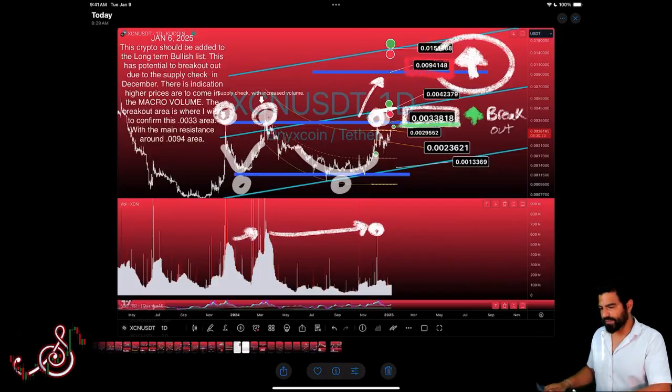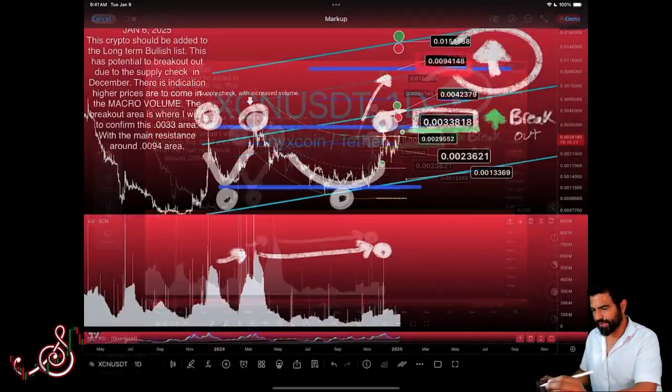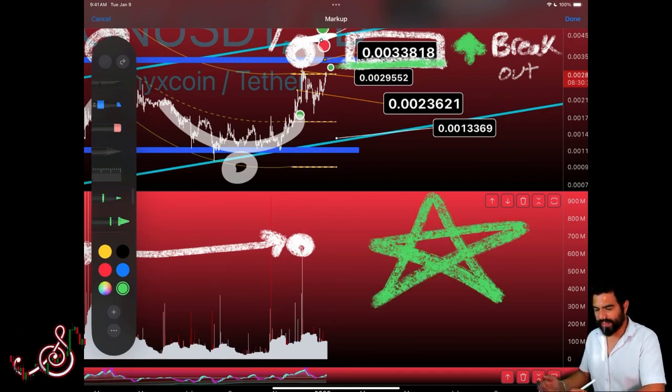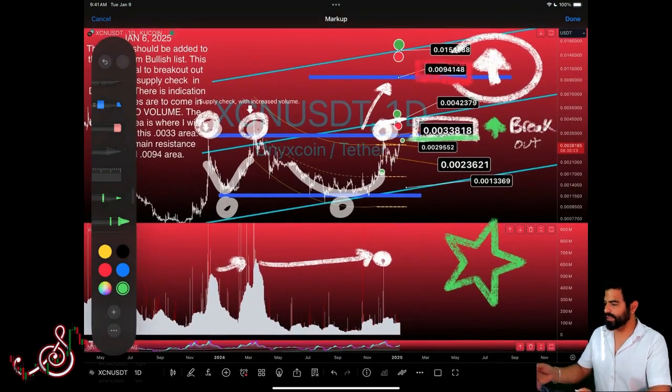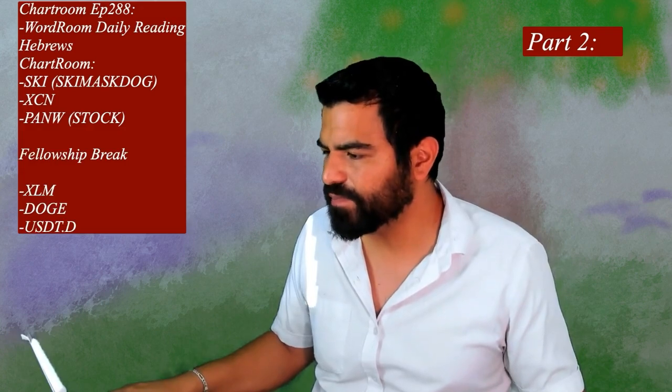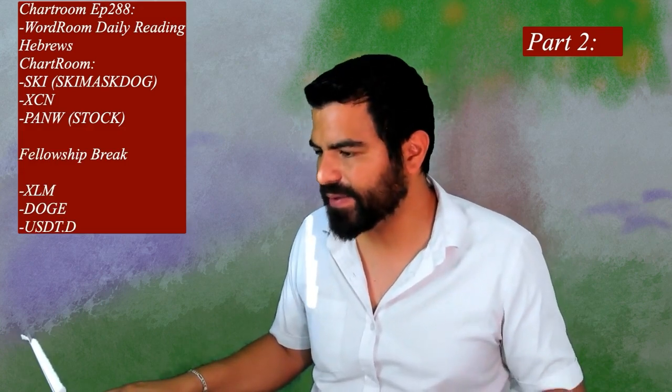The other thing I'm going to be doing with this crypto is drawing that green star to indicate that I need to add it to my long-term bullish list, or you guys can as well. So we're going to do the stock Palo Alto Networks. Is that Palo Alto Networks? It looks like it.